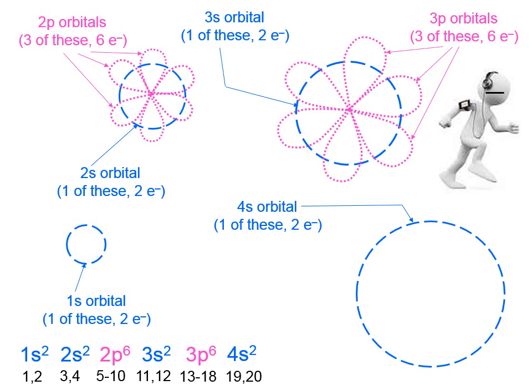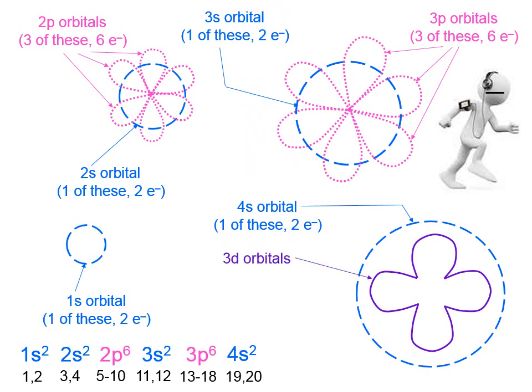Now, here's where something gets a little funky. Electron 21 shows up and tries to find the next easiest orbital. Well, the next easiest orbital is this one, which is not an s orbital because it's not circular. It's not a p orbital because it's not figure 8 shaped. This is a d orbital. But it's not a 4d orbital, it's a 3d orbital, because you see it's more like a size 3 than a size 4.